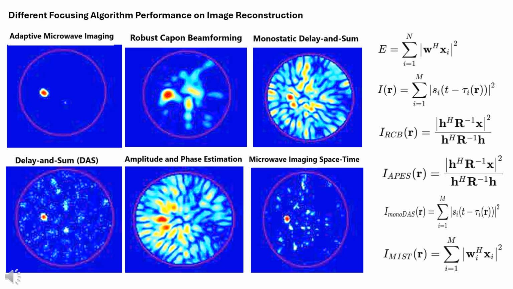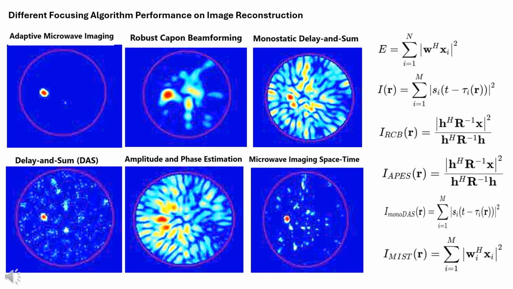In contrast, monostatic delay and sum is a simpler approach that sums signals after time shifting to align them. In its formula, tau i is the time delay. As shown, monostatic DAS struggles with heavy noise and low resolution, making it hard to distinguish the target clearly.